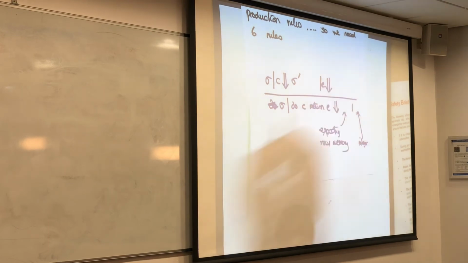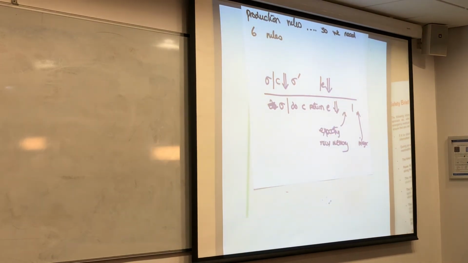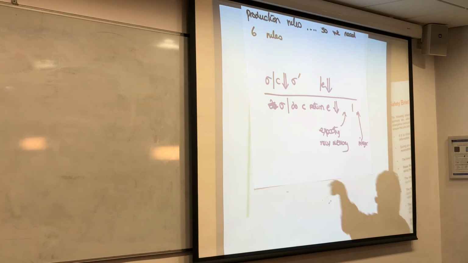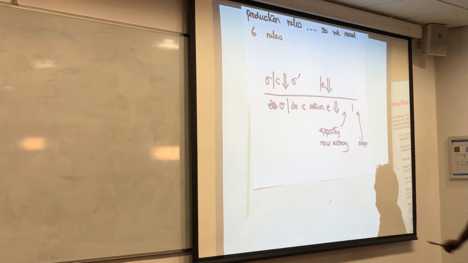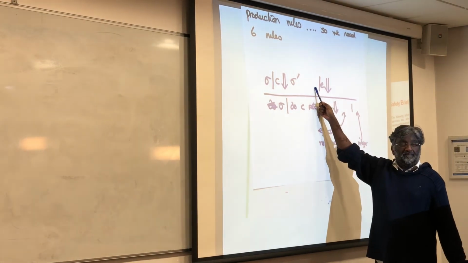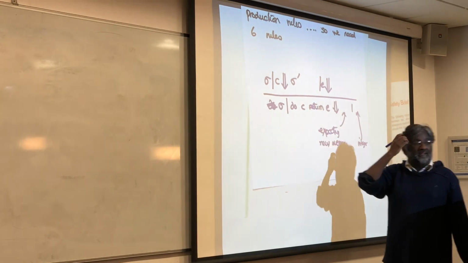So, I need to have a vertical line. The judgment form for integer expression said write a vertical line. Okay, what comes next? The memory. Yeah, so now I have to have a memory. That's what the judgment form says. But which memory? Your turn.